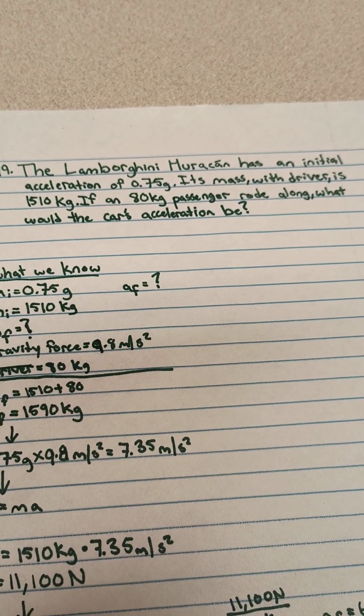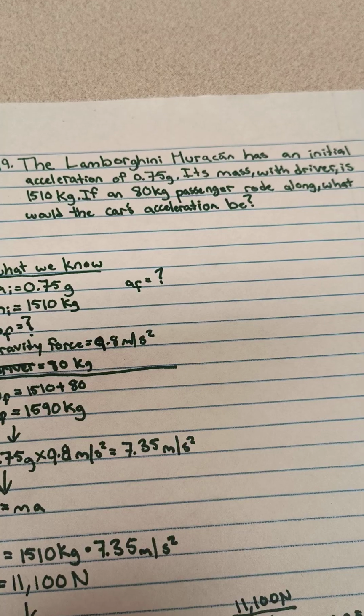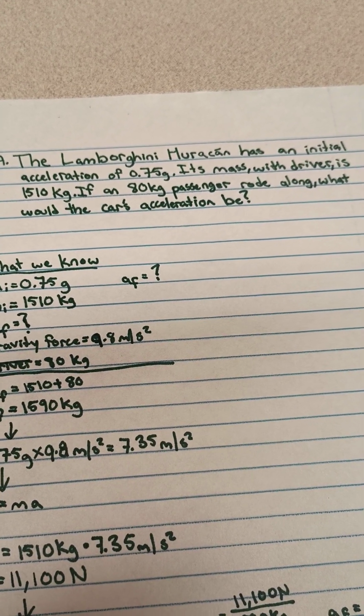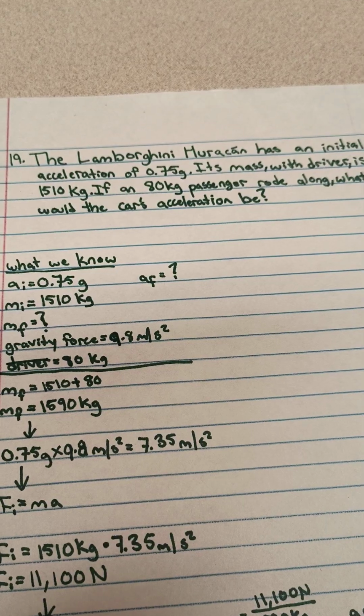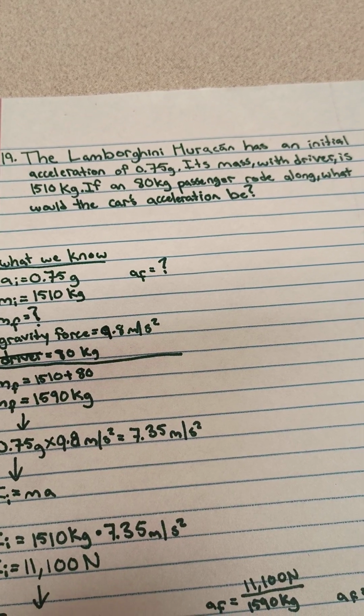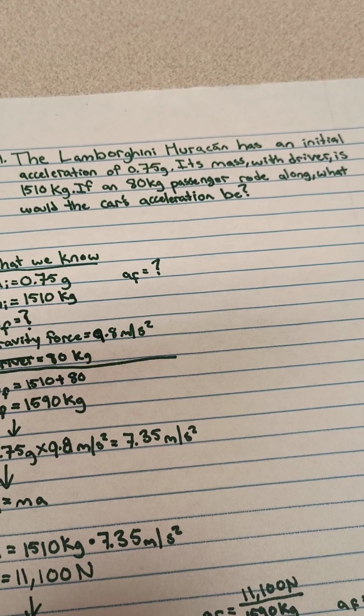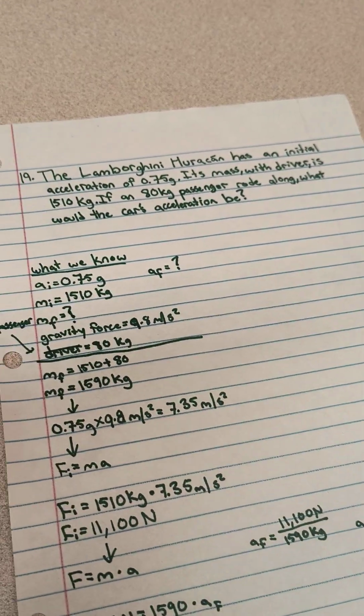It reads, the Lamborghini Huracan has an initial acceleration of 0.75 grams. Its mass with the driver is 1,510 kilograms. If an 80 kilogram passenger rode along, what would the car's acceleration be?